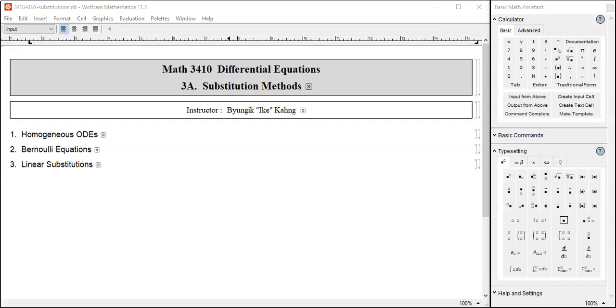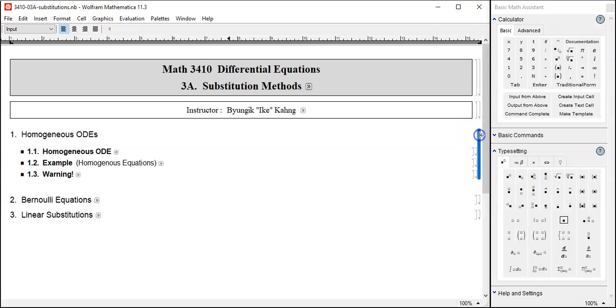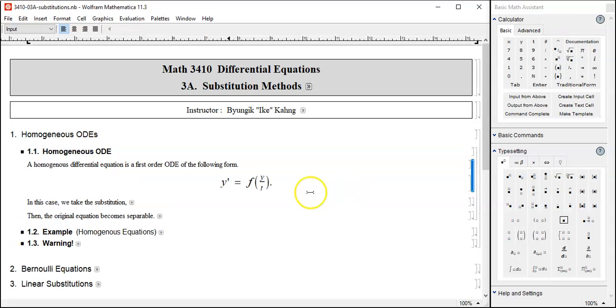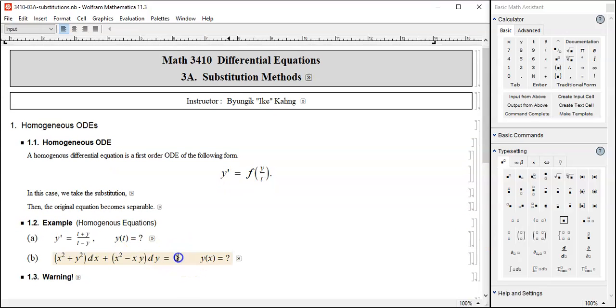Hello students, welcome back. In the previous video, we went through an example on homogeneous equation. And I hope one example is enough, but in case it is not, let's do one more. So this is a standard form, and we're doing this problem now.